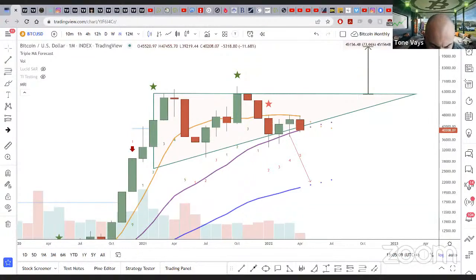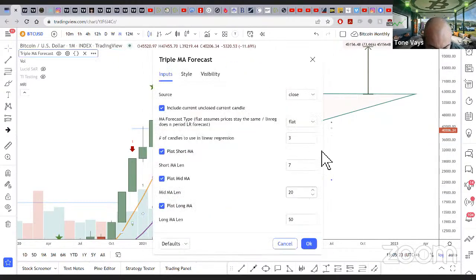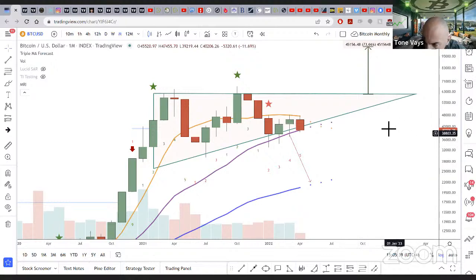Rants aren't going anywhere. So we are sandwiched between two moving averages on my monthly chart. For a refresher on what those moving averages are, they are the 3, the 7, the 20, and the 50. Why would I use a 3-month average? The 3 is the forward-looking projection.